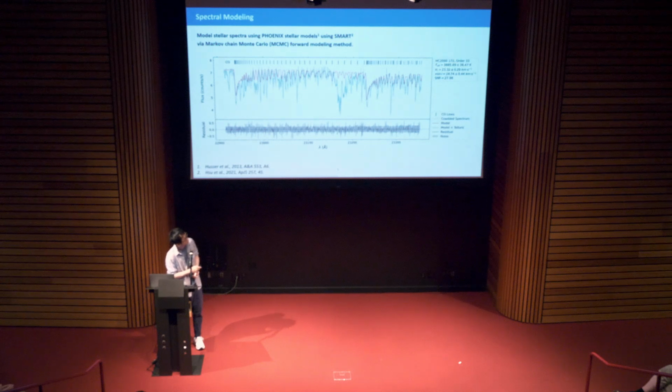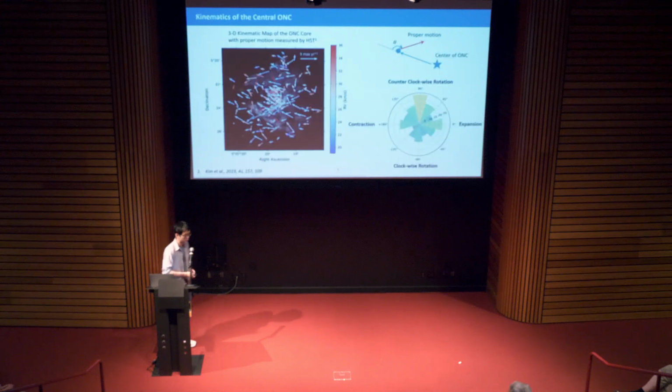As you can see, we are pretty high on precision of RV measurements. This one is about 23 plus or minus only 0.3 kilometers per second. So with this high-resolution radial velocity measurement, we combine it with previous proper motion measurements done by the Hubble Space Telescope in Kim et al. 2019, so we are able to get a 3D kinematics map of the entire region. The arrows denote the proper motions, and the colors represent the radial velocity.